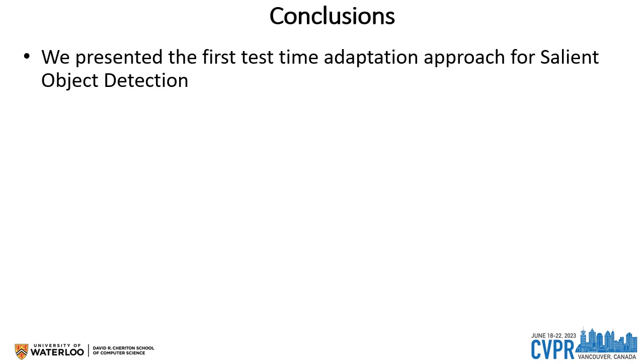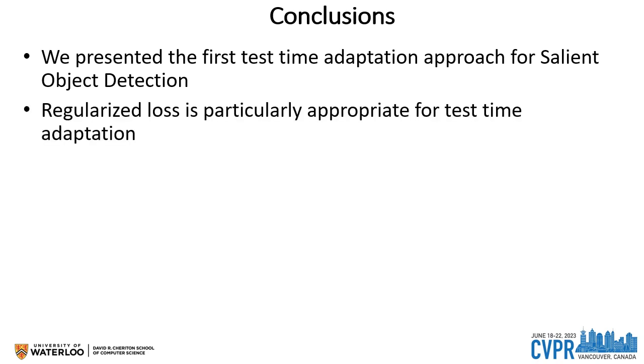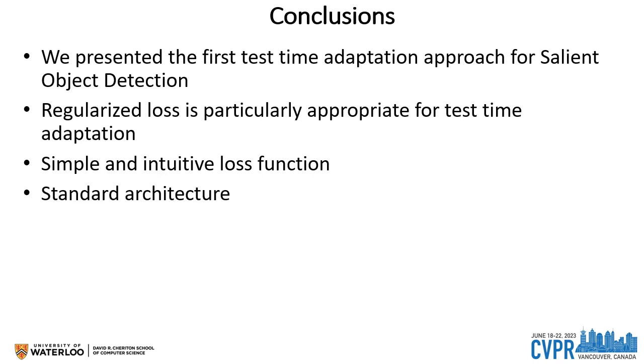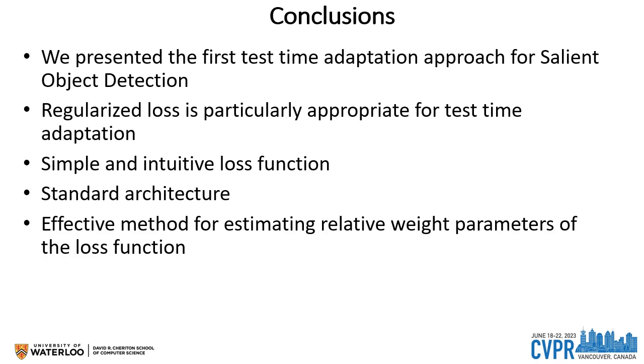We presented the first test time adaptation approach for salient object detection. We show that the regularized loss function is particularly appropriate for test time adaptation. Our method has a simple and intuitive loss function. We use a standard architecture. We do not have to invent any new architecture for our approach. And finally, we develop an effective method for estimating relative weight parameters for our loss function.